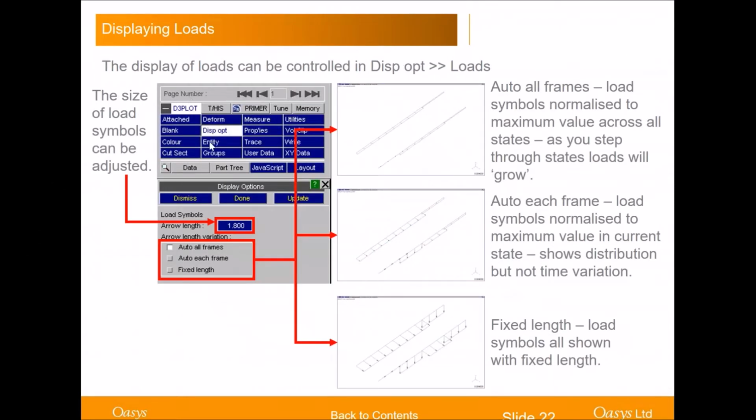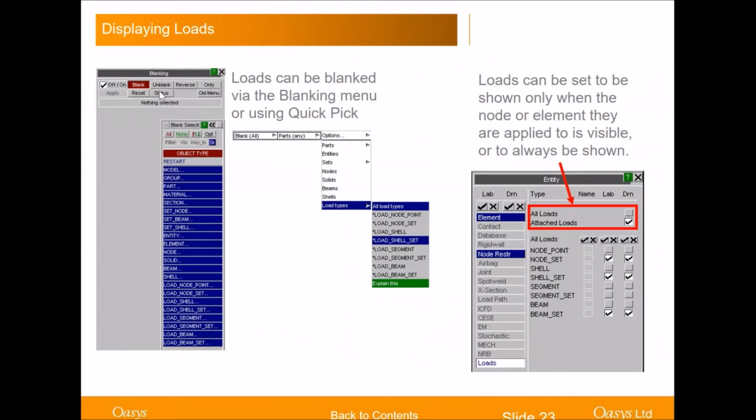On the display options panel, there's the option to click on loads and then modify how these appear, whether they are set up with certain different arrow lengths. Loads are now available in all the object menus, for example, allowing you to blank them. Also in the quick pick menu, and importantly, you might need to look in the entity panel under the load section in order to originally draw them.